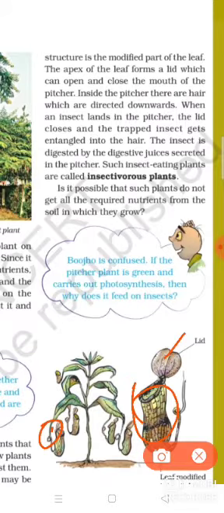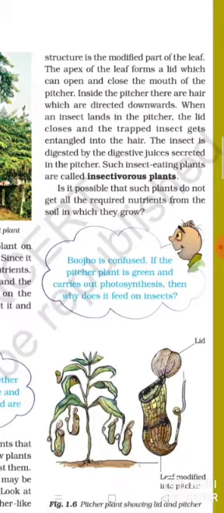The pitcher structure is a modified part of the leaf. The apex of the leaf forms a lid which can open and close the mouth of the pitcher. This is the mouth of the pitcher, which is opened and closed by this lid. Inside the pitcher there are hairs which are directed downwards.